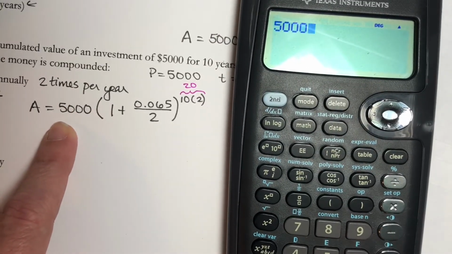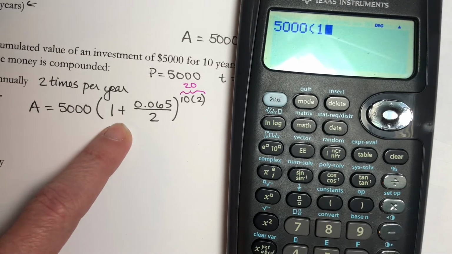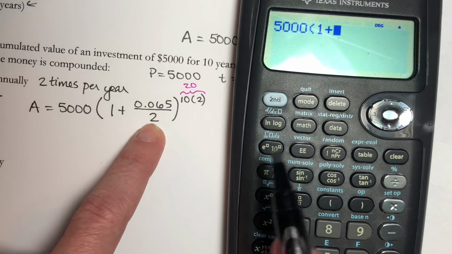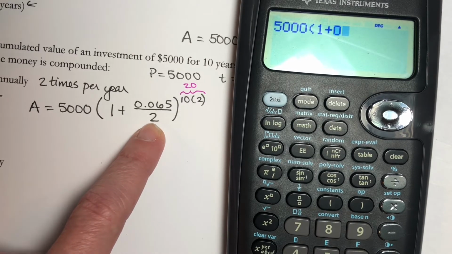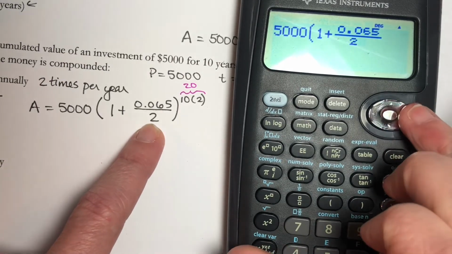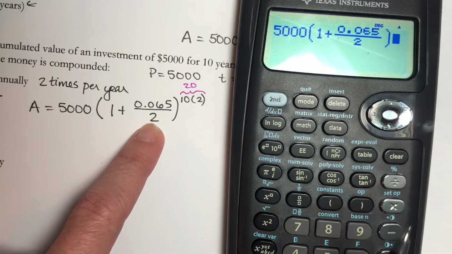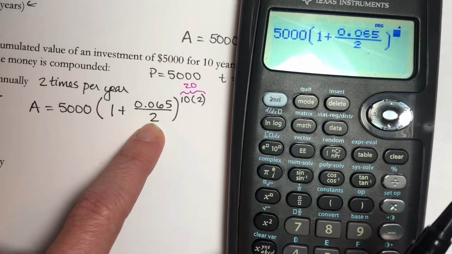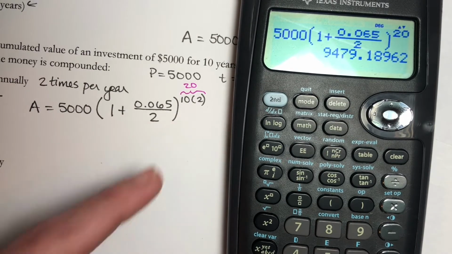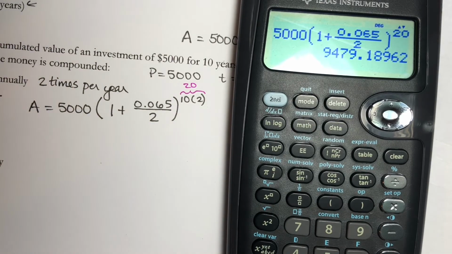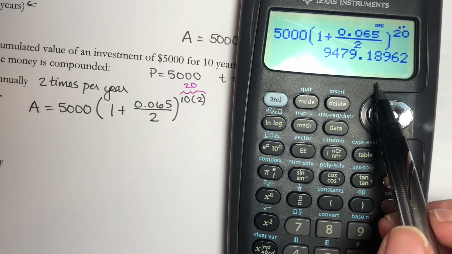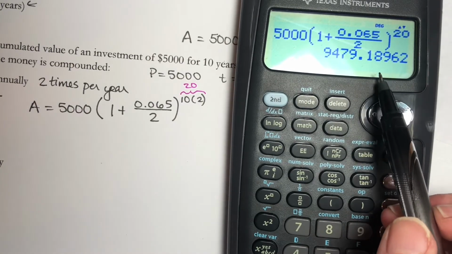So 5,000 times 1 plus, we have our fraction button, which is right here on this calculator, and nearby on the others. So I would do 0.065 over 2. Make sure you get out of that fraction, do your parentheses, your exponent button, and you can enter 10 times 2 here, or you can just enter 20. And we get this: 9,479 and a decimal. Because this is money, we're always going to round to 2 decimal places. That's just sort of a given.